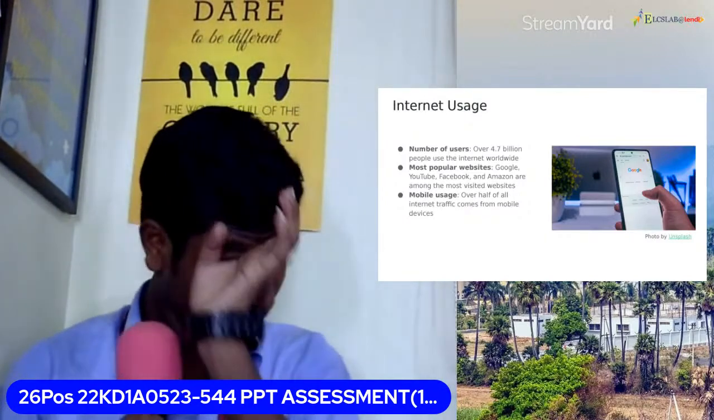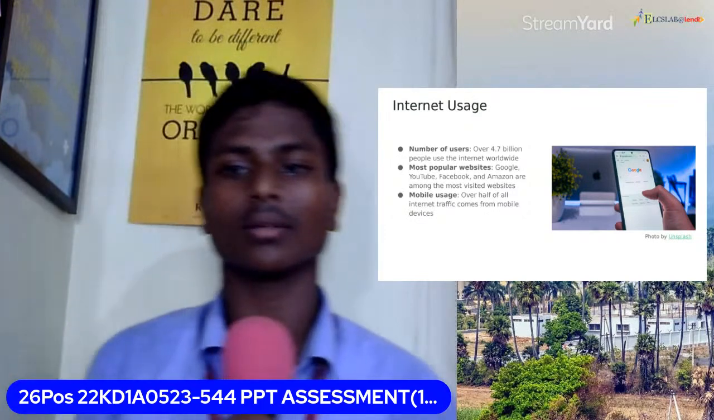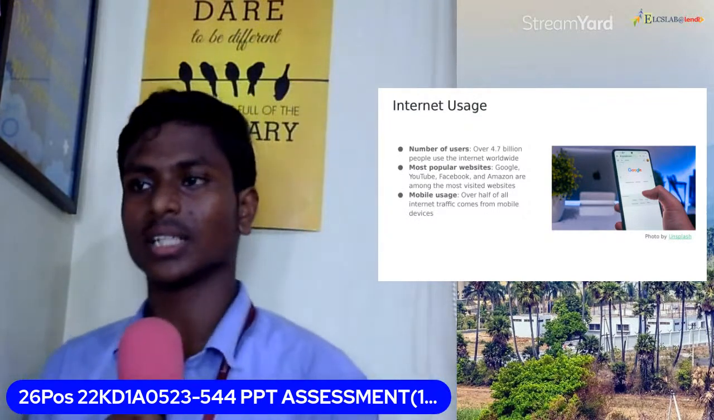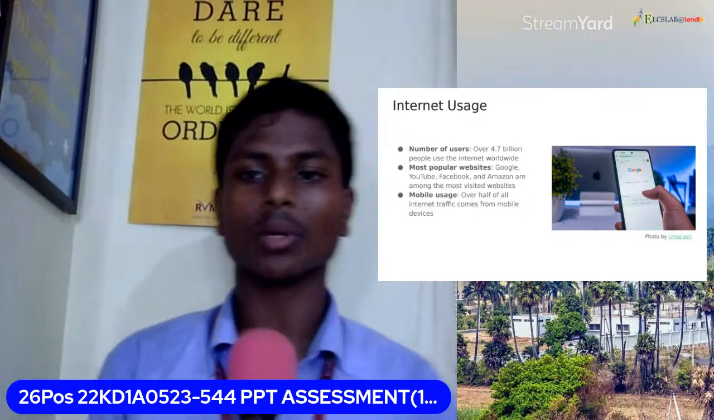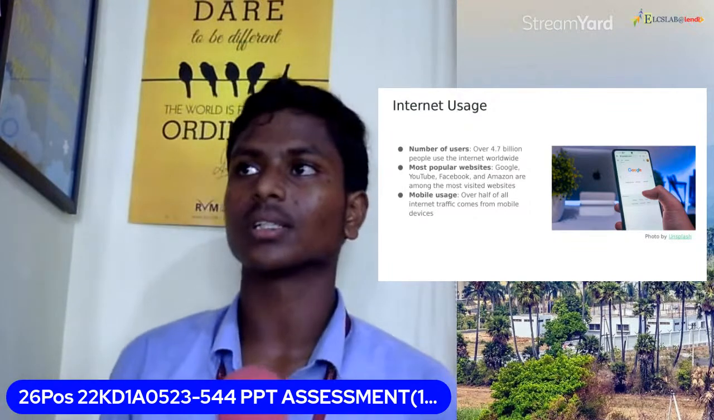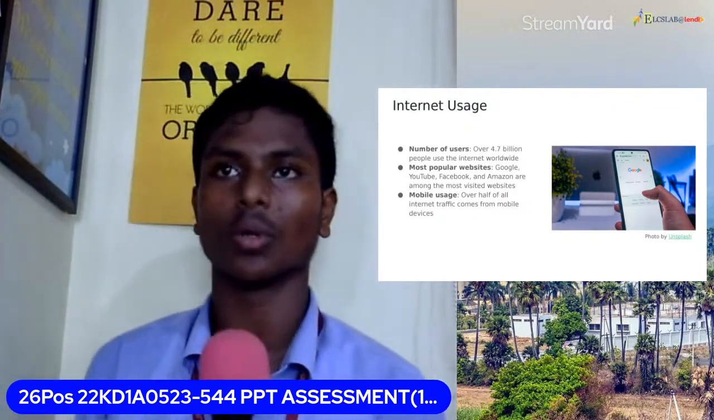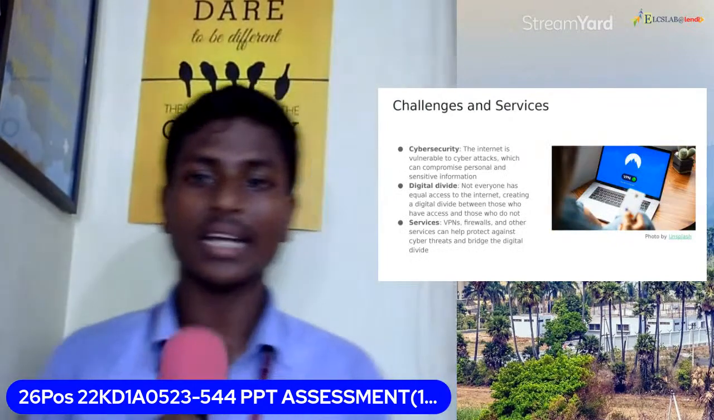Internet usage. Most of us are using the internet. The number of users is over 4.7 billion. This is a past figure; it may increase or decrease. It is an approximate value. Most popular websites are Google, YouTube, Facebook, etc. Mobile usage: the internet is used mostly on mobile. Next, challenges and services.